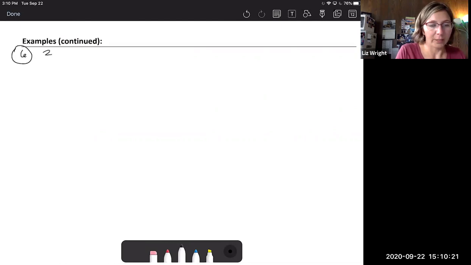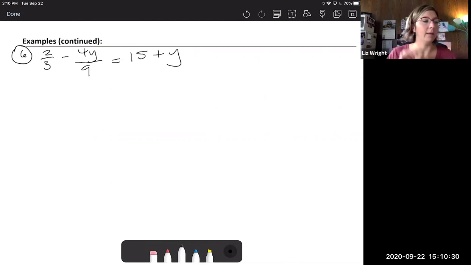We're going to have 2/3 minus 4y over 9 equals 15 plus y. And I would like you to clear the denominator. So what do we need to multiply every single term by in order for both of those denominators to cancel out? So you're saying, like, what's the least common multiple? What's the least common denominator? And the answer is, drum roll, 9.